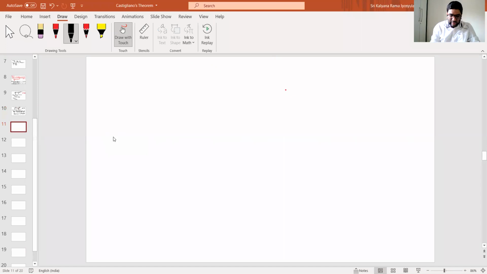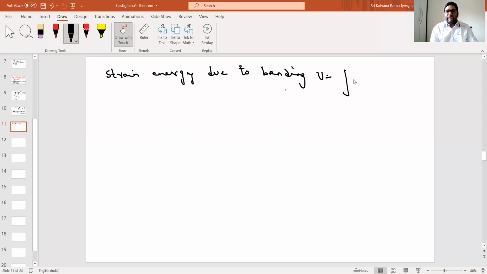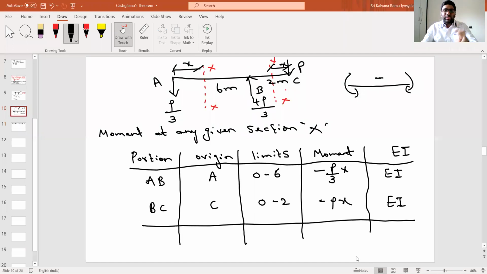Now what do we need to do? Strain energy due to bending. U is equal to integral M square by 2EI into dx. Okay, guys. Now see here, M square by 2EI into dx. Correct, right? Now, how many moments are there?